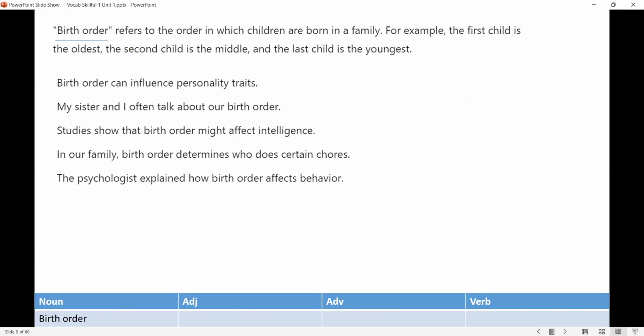Page 10. Birth order. Birth order refers to the order in which children are born in a family. For example, the first child is the oldest, the second child is the middle, the last child is the youngest. Birth order can influence personality traits. My sister and I often talk about our birth order. Studies show that birth order might affect intelligence.